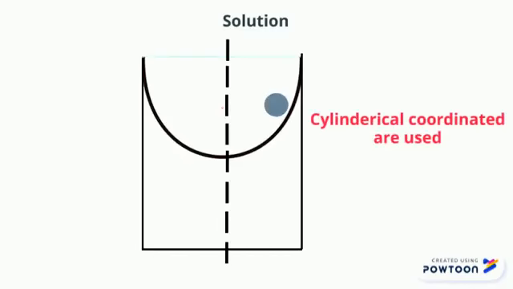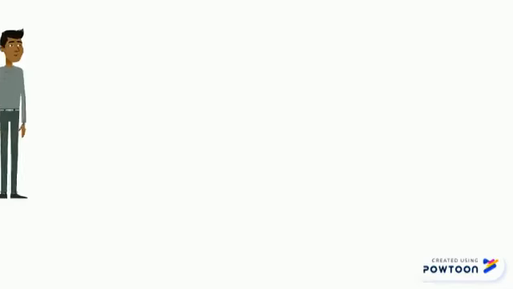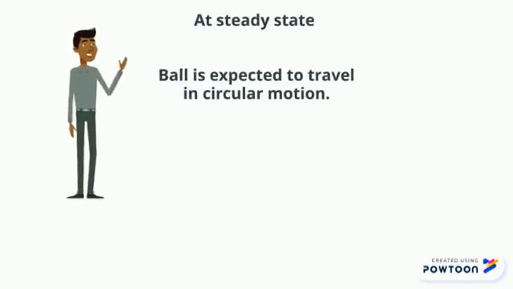So we have been using cylindrical coordinates, and this is the ball which has a radius of RC, and we have assumed this length to be ZR and another length Z0. So this one is moving with a velocity of omega. In the steady state, the ball is expected to travel in a circular motion.